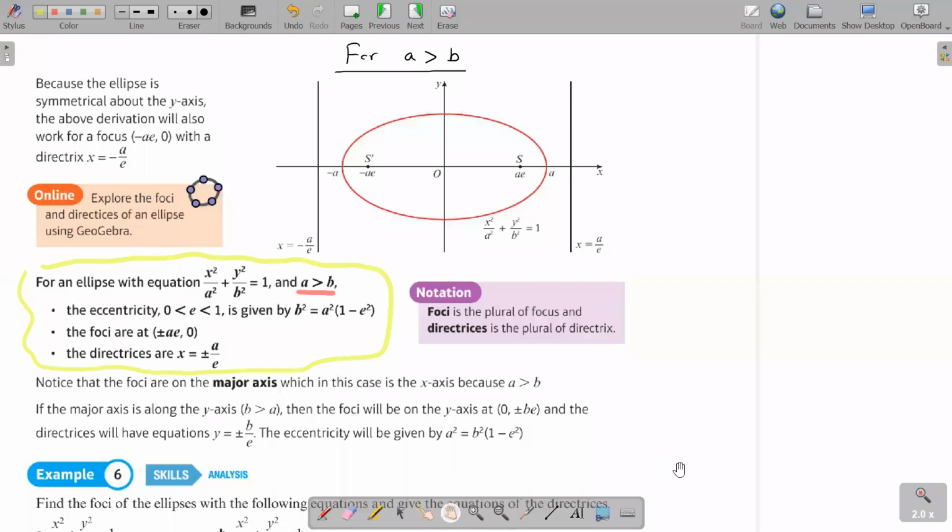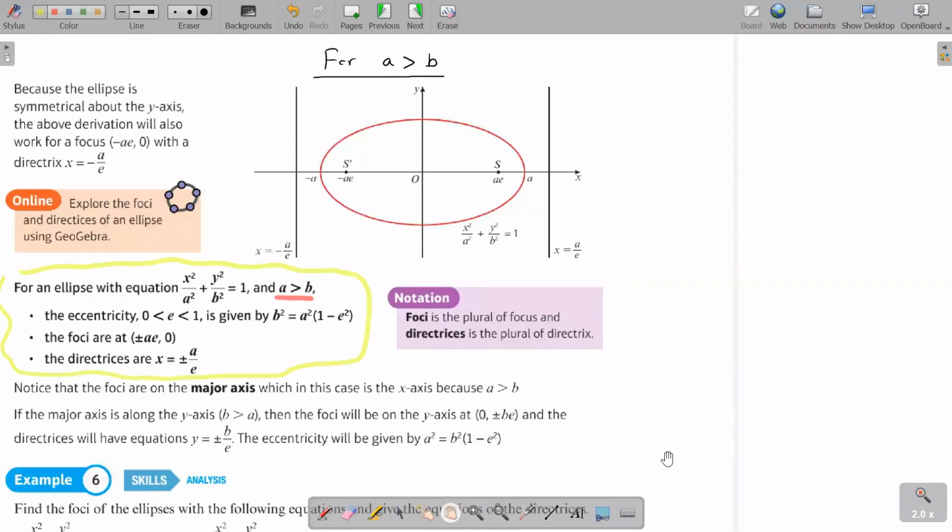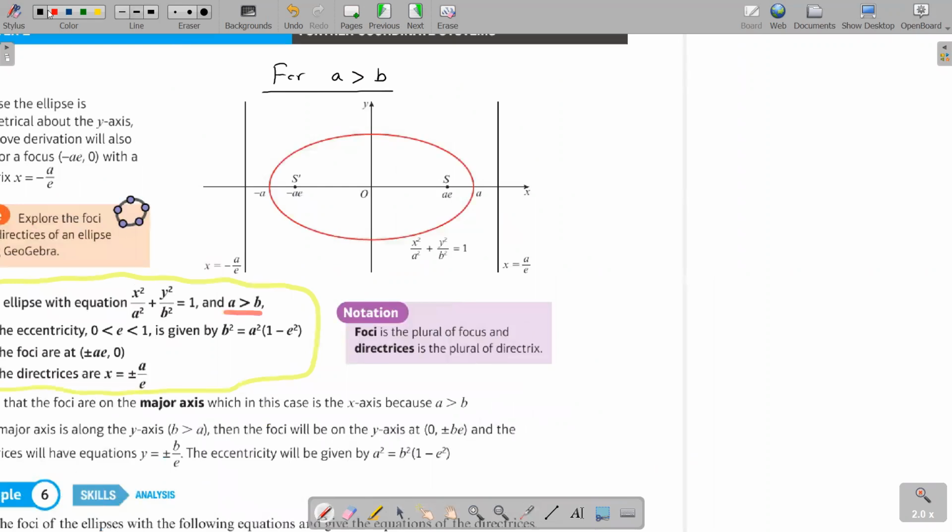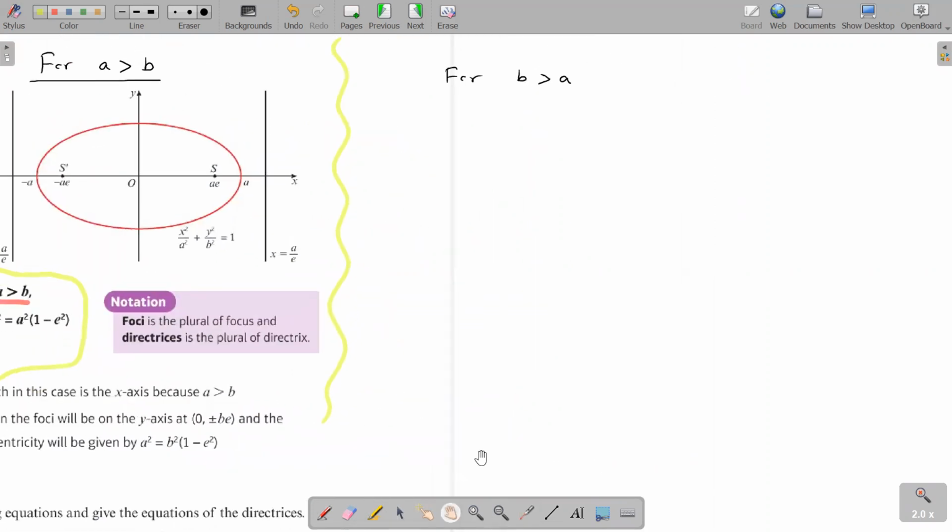Okay, so now let's look at what happens when the y-axis is the major axis. So when does the y-axis become the major axis? The y-axis becomes the major axis for B greater than A. When your B is bigger than A, your y-axis becomes the major axis. Let's draw that. Yeah, the shape will shift, right? So there will be a slight shift in the shape.